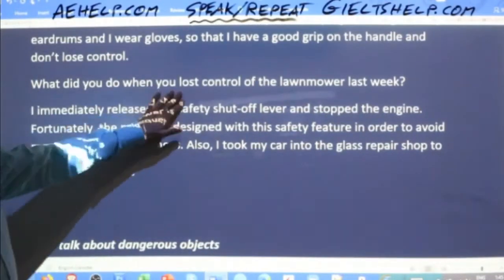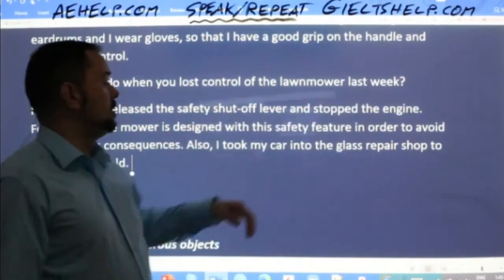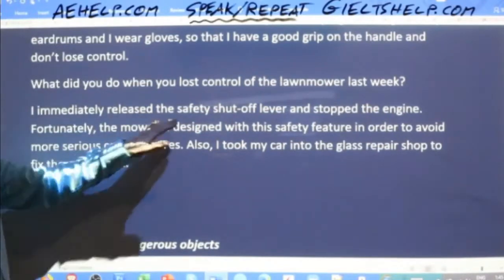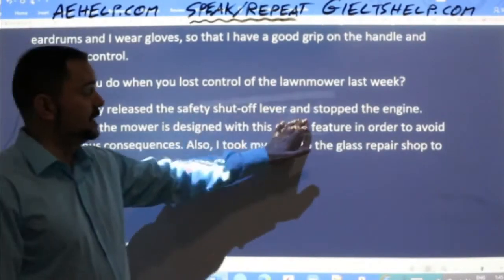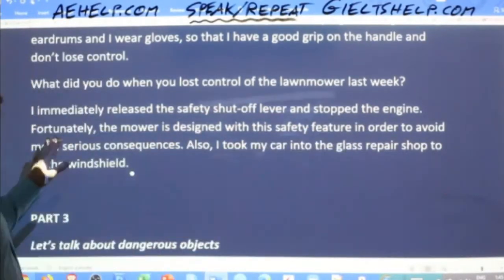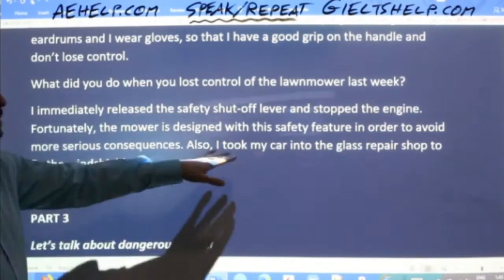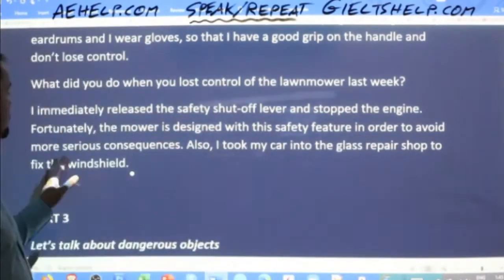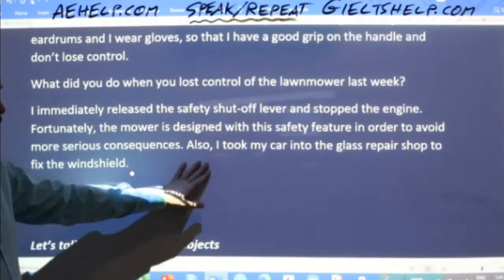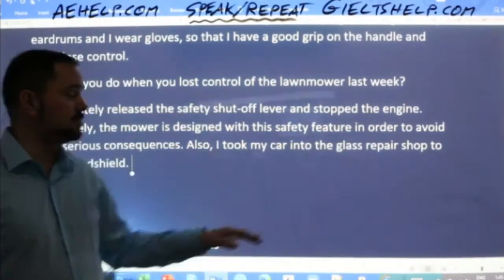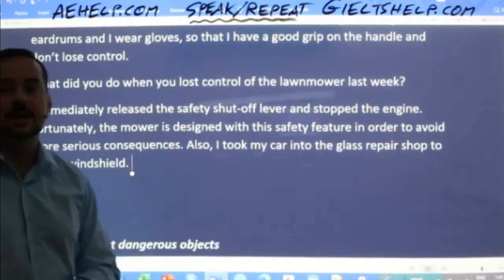What did you do when you lost control of the lawnmower last week? I immediately released the safety shut-off lever and stopped the engine. Fortunately, the mower is designed with this safety feature in order to avoid more serious consequences. Also, I took my car into the glass repair shop to fix the windshield.